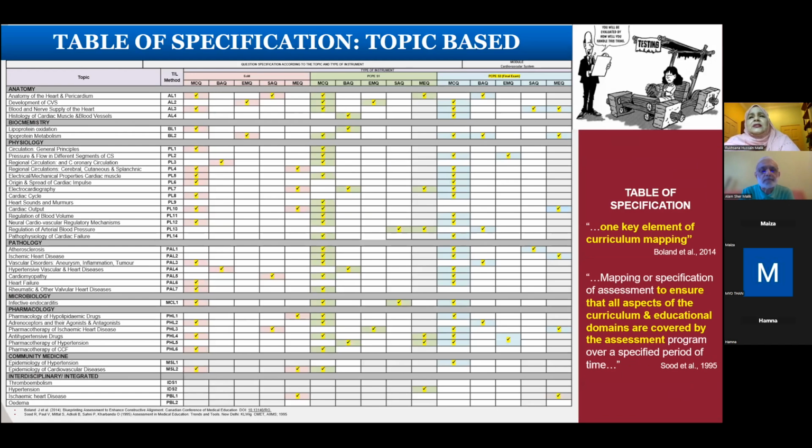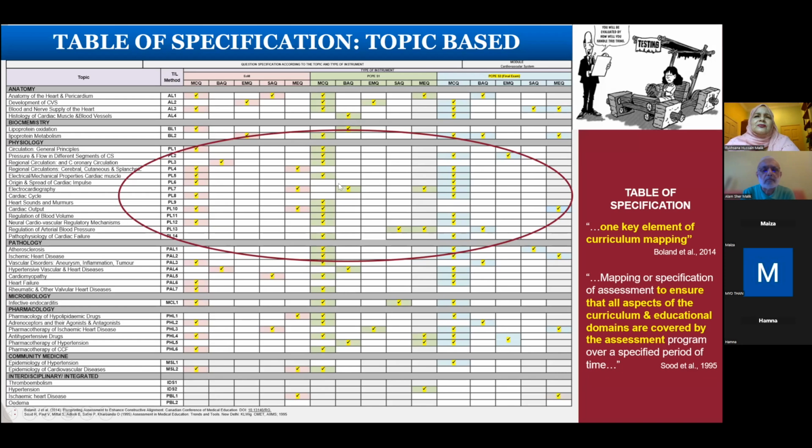Once the blueprint has been produced, then we come to the table of specification, in which we decide which lecture, which practical, which type of teaching learning session, which are part of the curriculum for that stage, the questions will be derived from. For example, if you look over here at physiology, these are the topics. There were 19 lecture topics in the physiology module for CVS. The questions which were identified from there are listed over here.